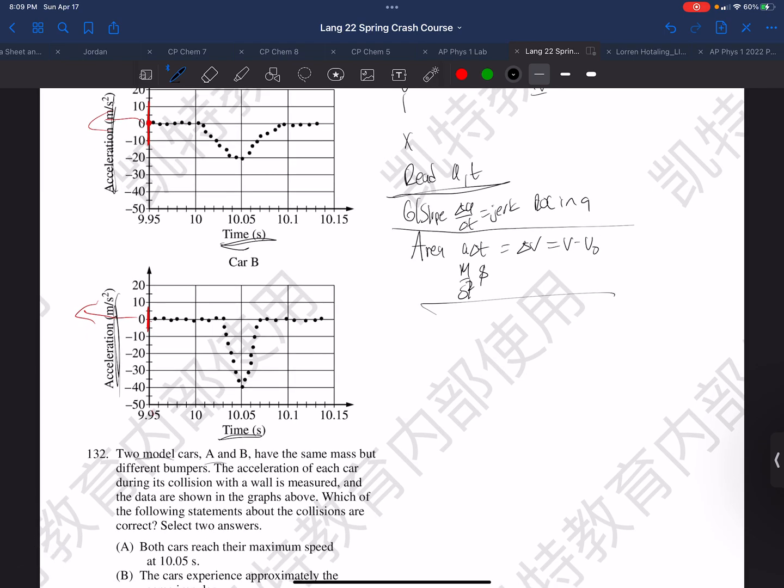So any questions about the change in velocity we'll get from the area. So we have two model cars, A and B. They have the same mass, but different bumpers. So that means they'll compress differently. The acceleration during its collision with the wall is measured, and the data are shown in the graphs above. Which statements are correct? Select two answers.